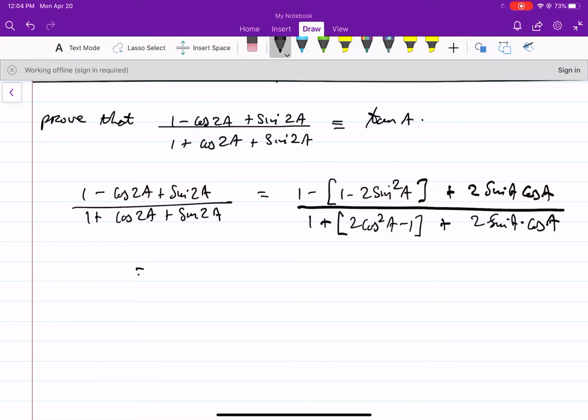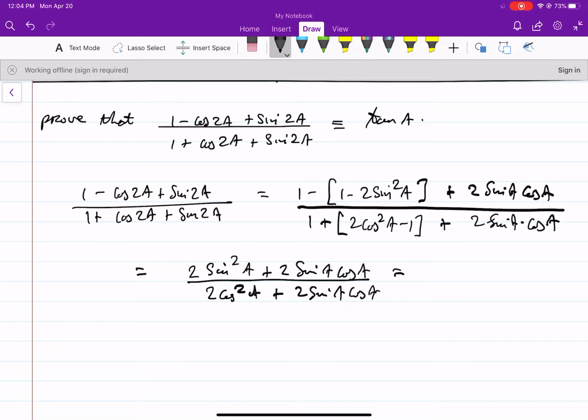Let's see if you can simplify a little further. In the numerator, the 1 minus 1 will disappear. The 1 that goes into the bracket will make that first part positive 2 sine squared A plus 2 sine A cos A. On the bottom, the 1 and the minus 1 will disappear, and I have 2 cos squared A plus 2 sine A cos A.